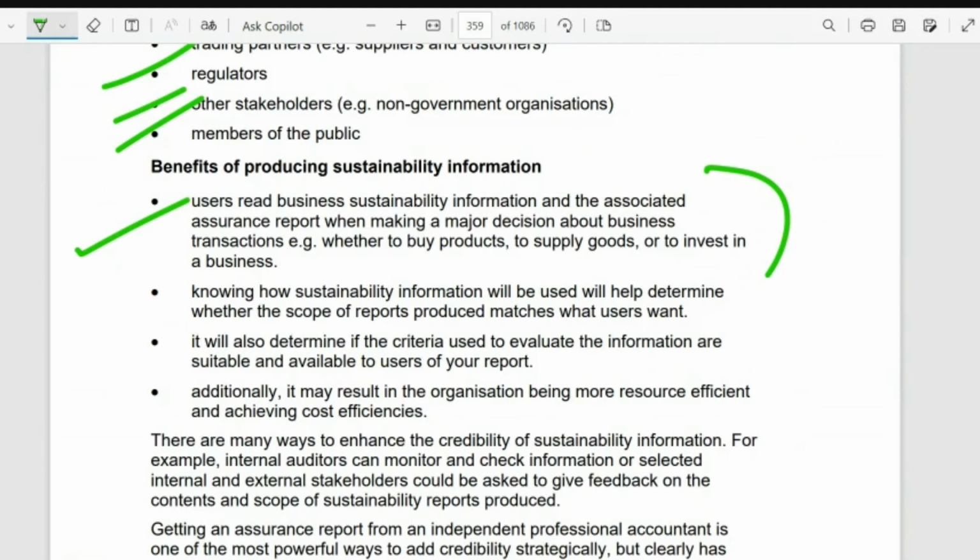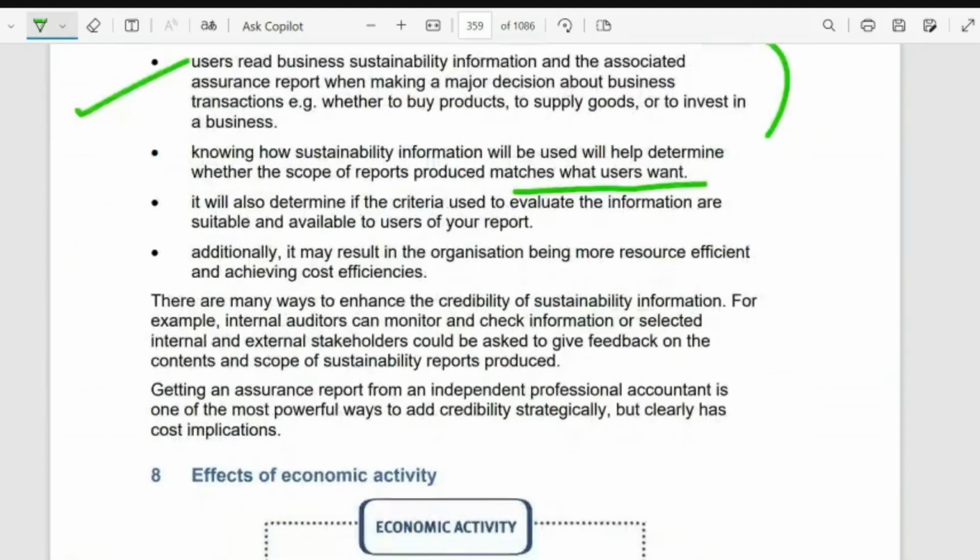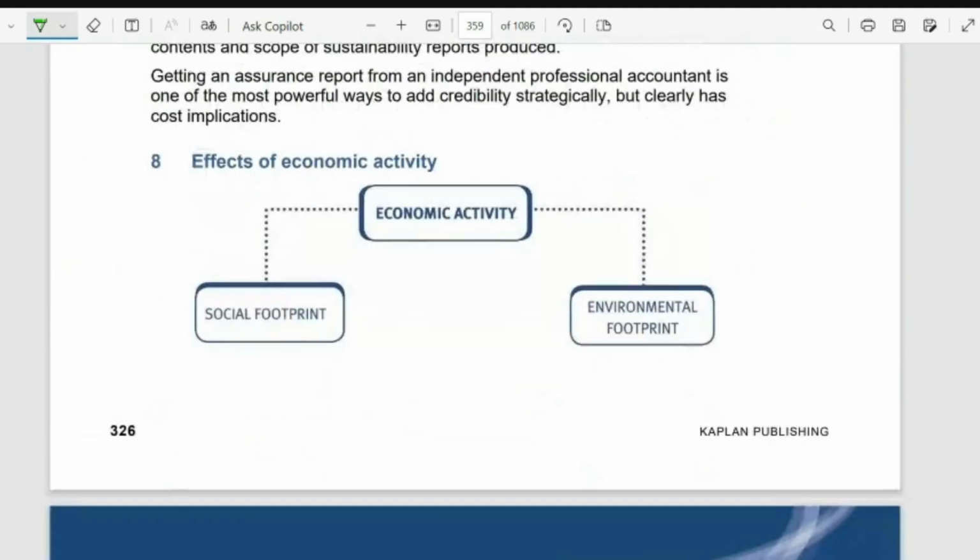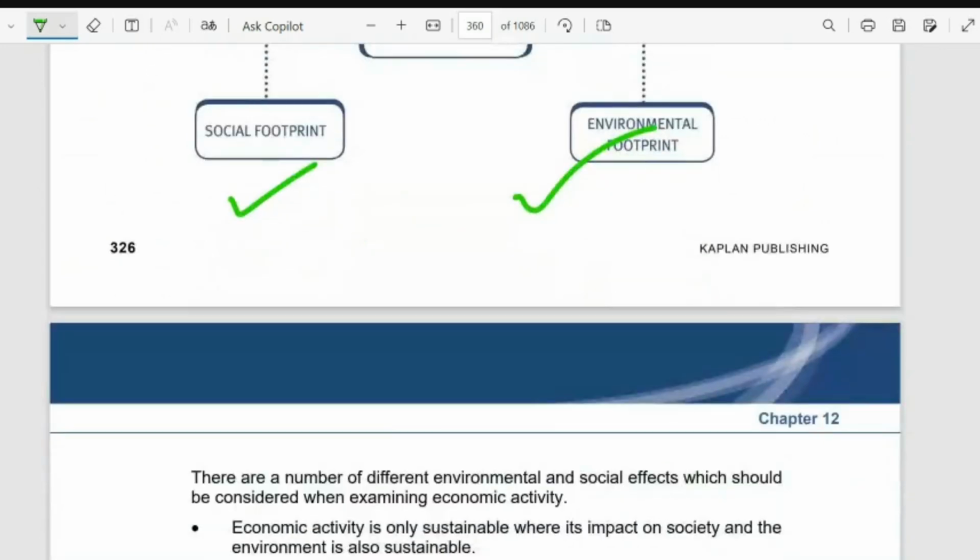So the sustainability report presents the company's determination of whether the scope of reports produced matches what users want. It is just to fulfill their gap, their requirement, and cover the effects of economic activity: the social footprint and environmental footprint. These are the footprints which are required for their work.